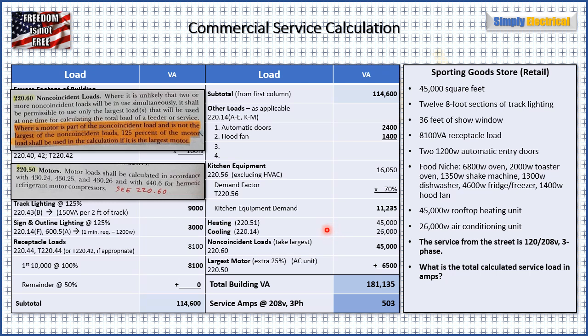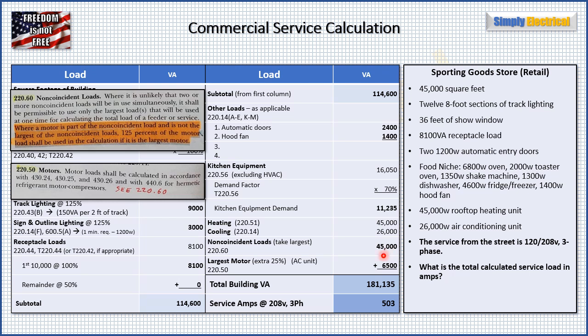Okay, so what we did was we took 25% of the largest motor, which is cooling. So 25% of 26,000 is 6,500. So we're going to add 6,500 to 45,000.